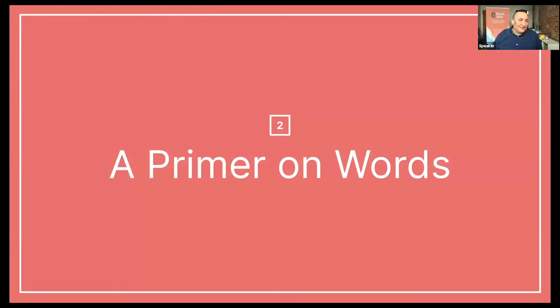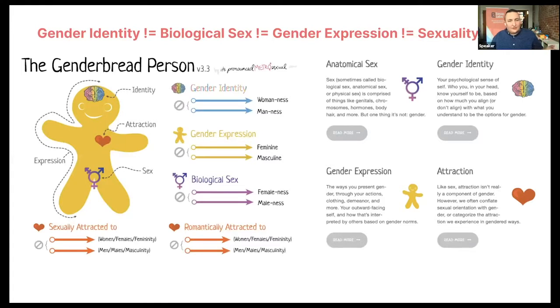So, a quick primer on words. Around gender and gender identity, there can be a few terms thrown around that people aren't always familiar with. One of the big things there is differentiating between gender and sex. A lot of times to explain this, I use the genderbread person, which is a really great tool and resource if you're ever trying to learn more about some of this terminology and vocabulary. It's available at genderbread.org. The purpose basically is to make the point that gender identity, your biological sex, your gender expression, and your sexuality are all different things.